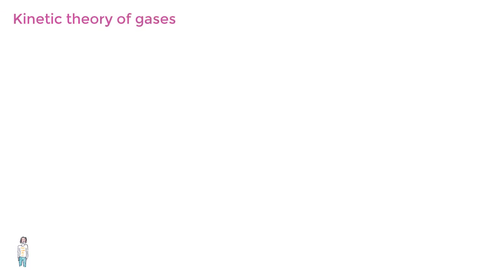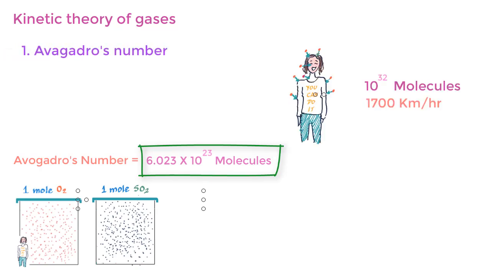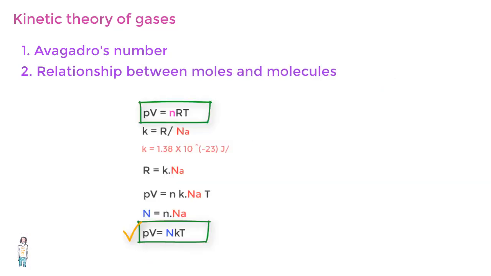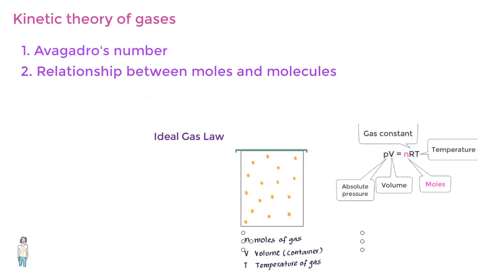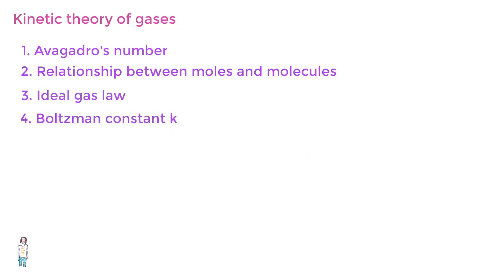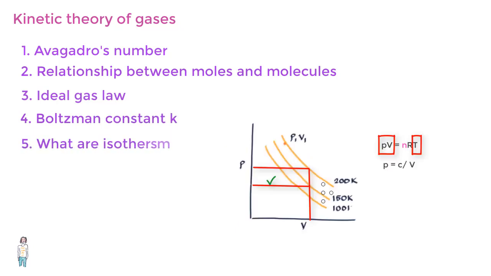Great to have you back in another lesson on heat. Kinetic theory of gases is one of the mainstream topics in physics. So what we learn in this lesson is what is Avogadro's number, and what is the relationship between the number of moles n and the number of molecules N, that is capital N, and Avogadro's number Na. We will also learn the ideal gas law, relate the ideal gas constant R and the Boltzmann constant k, and we learn what are isotherms and finally work on PV diagrams for various processes.